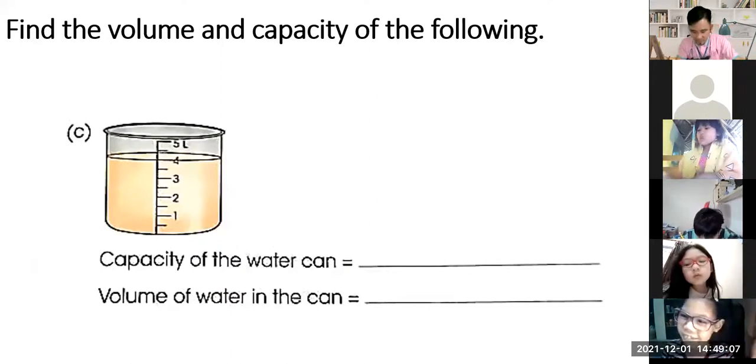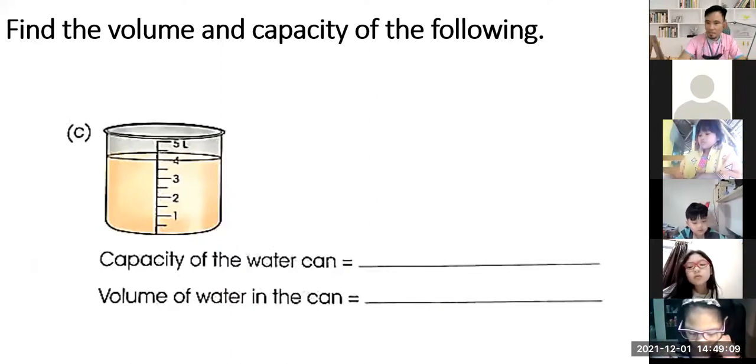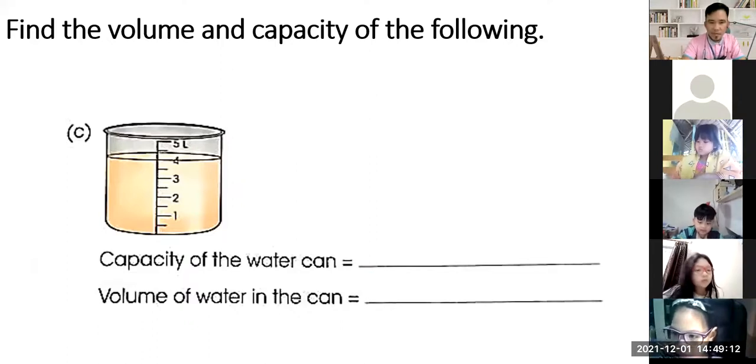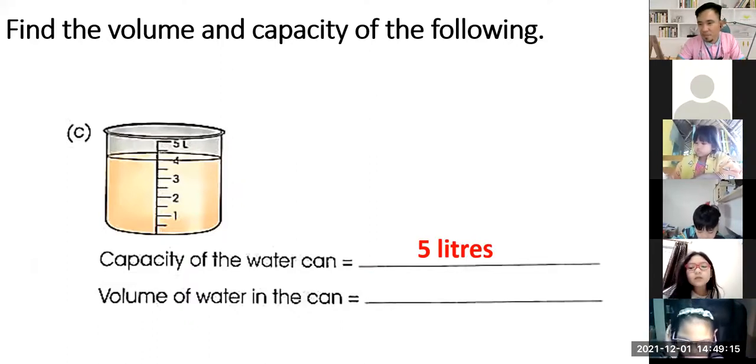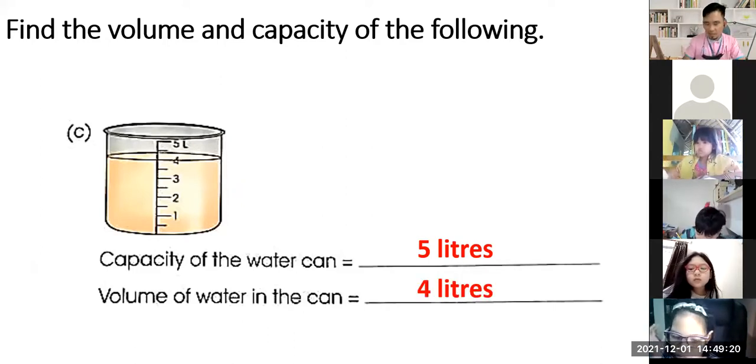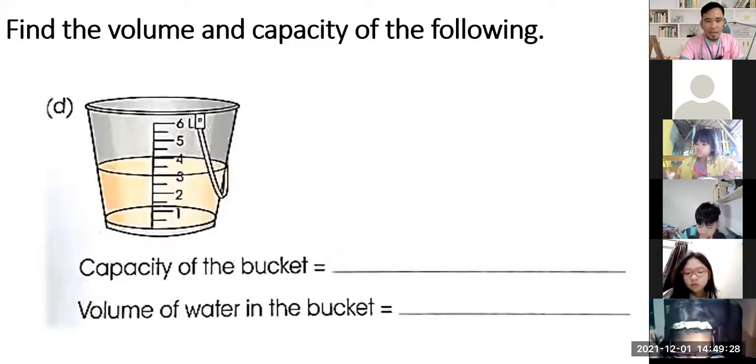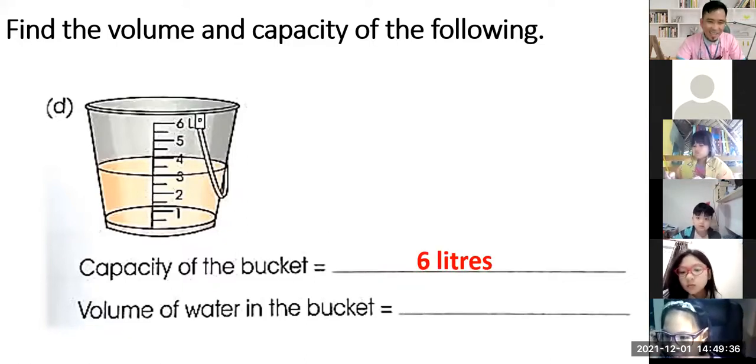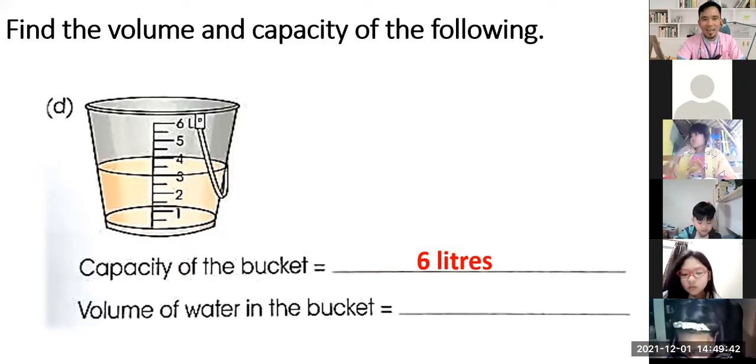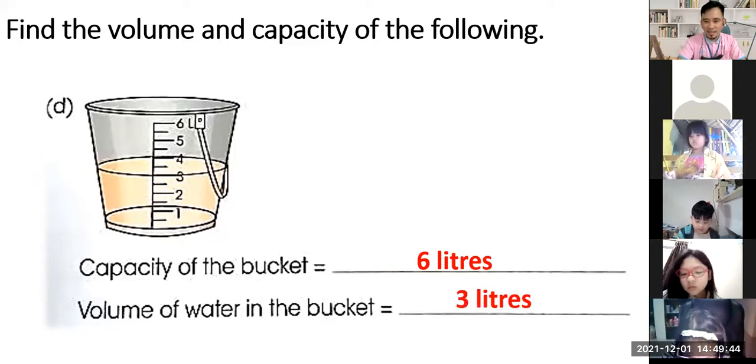Here, letter C. Capacity of the water can? 5 liters. And the volume? 4 liters. That's so easy, right? And the last letter, letter D. What is the capacity of the bucket? 6 liters. And the volume? 3 liters. The volume is 3 liters.